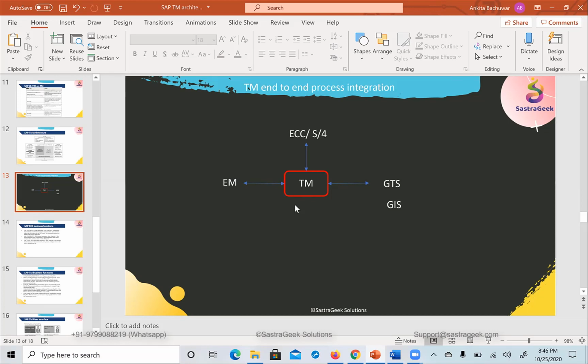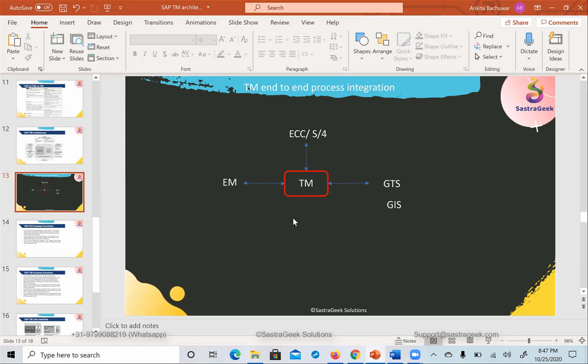Then the requirements: if the TM is standalone or it's for LSP, you are getting some requirements from other systems, so it's ECC, S4 or any other system. Those are going to send you the requirements. So there would be a different interface through which you can get those details.